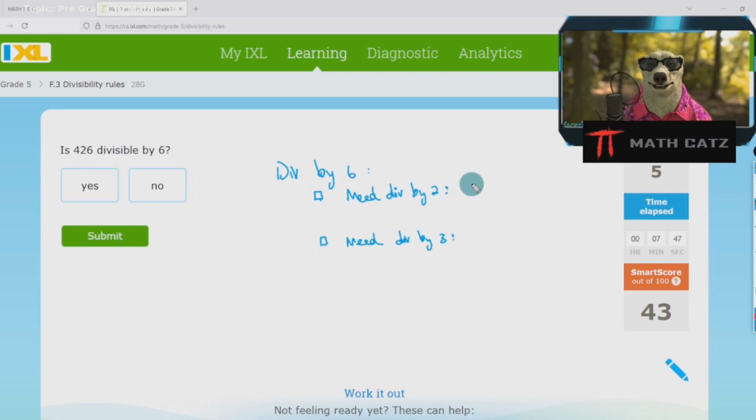Well, divisibility by 2 for my number 426, just taking this last digit, must be a 0, 2, 4, 6, 8, and yes, it is. So check divisibility by 2. But I also need, at the same time, they both have to be yeses, divisibility by 3. So then I'm going to check the sum, 4 plus 2 plus 6, and I get a 12. That is divisible by 3, so that's also a yes, 2 yeses, and the divisibility by 6 is also a yes.